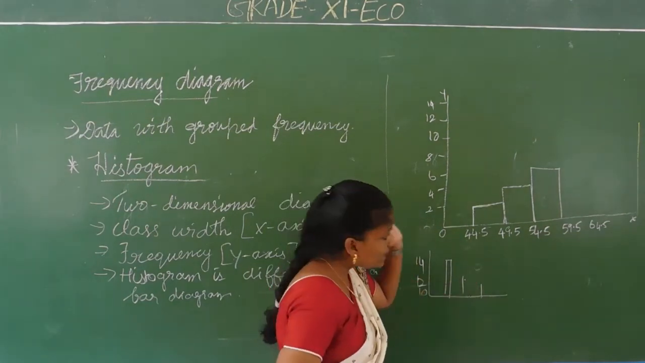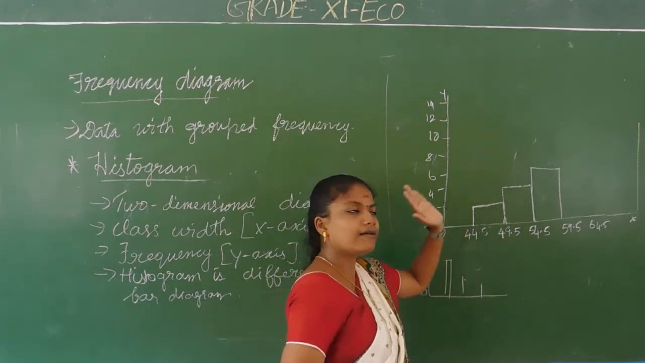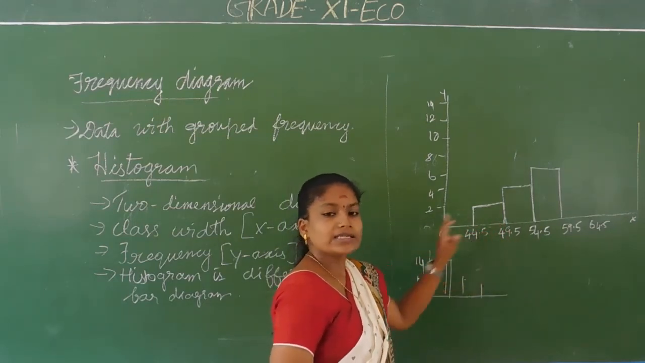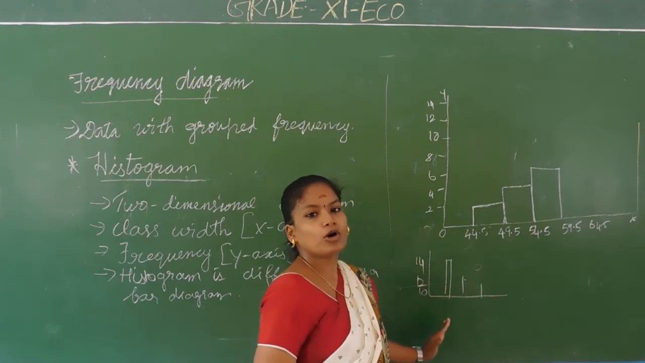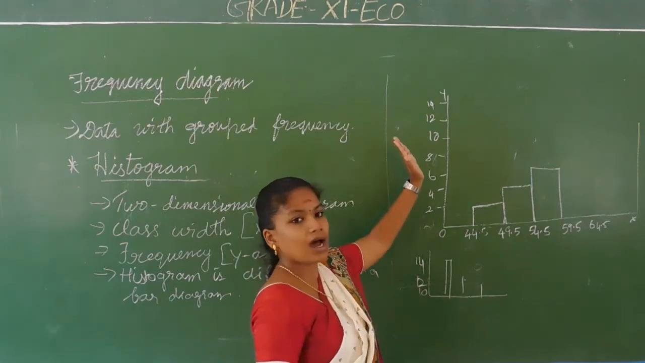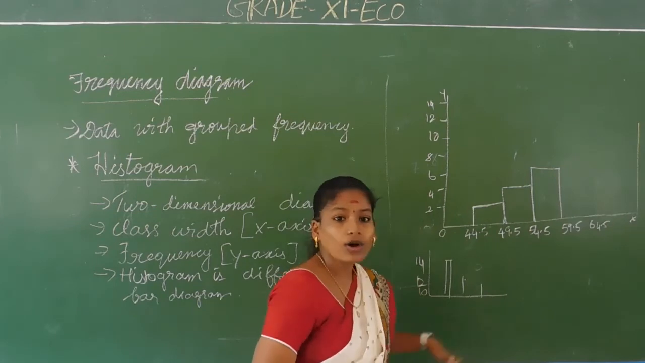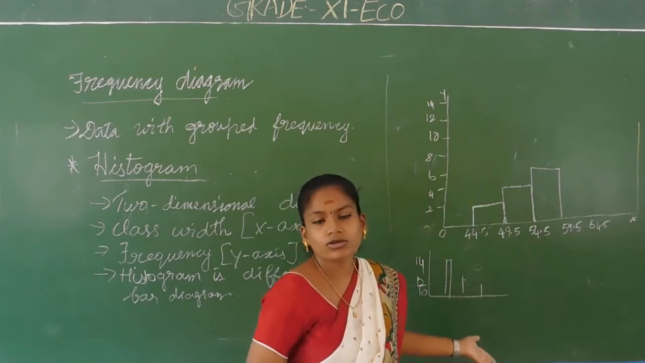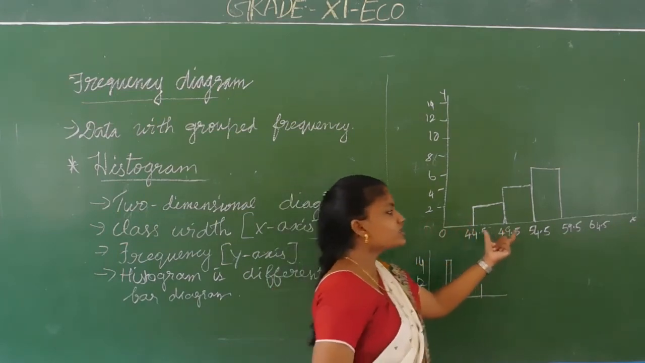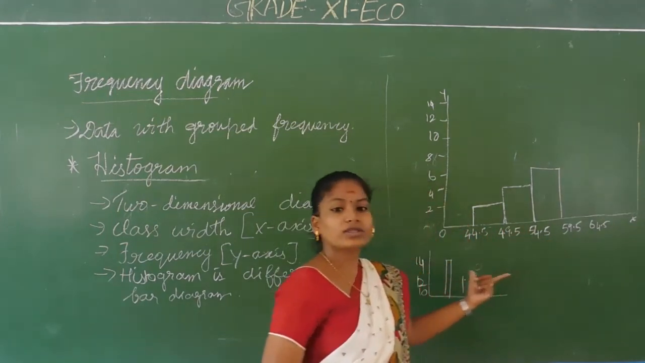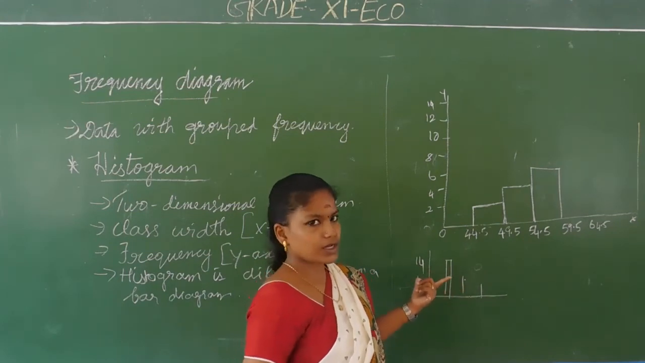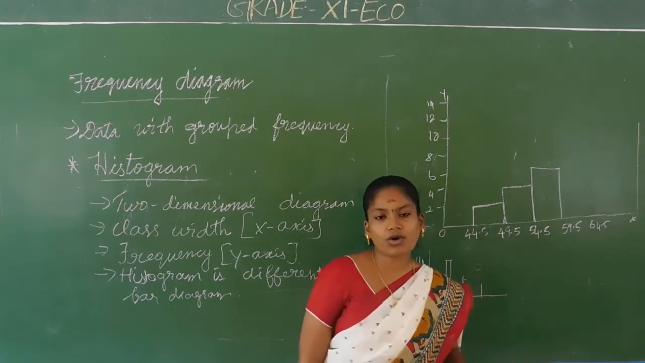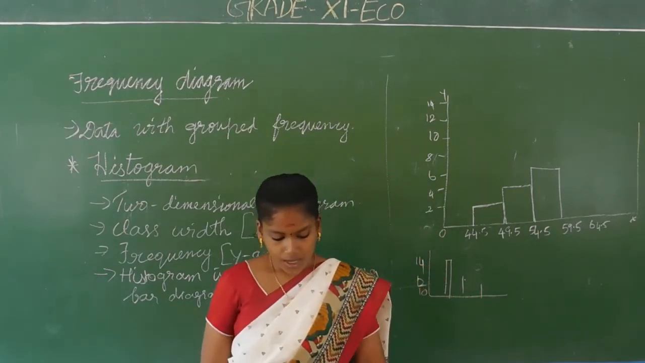No. But in a histogram, it is very difficult to replace it with a line because it talks about the width. Whereas in a bar diagram, we don't mind about the width, we talk only about the height. Here, both are important. In a histogram, the height is important, and the width is equally important because it mentions the class width. Right, children? So those are the differences between a histogram and a bar diagram.